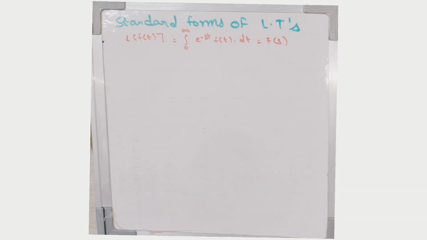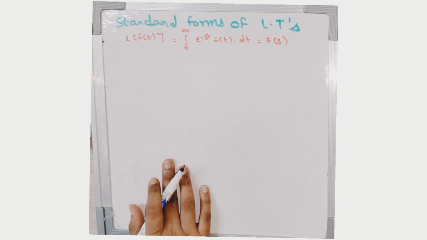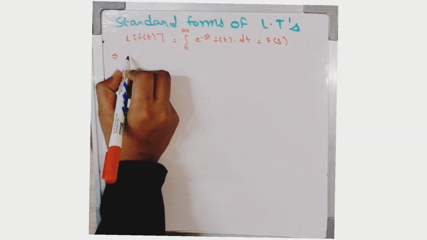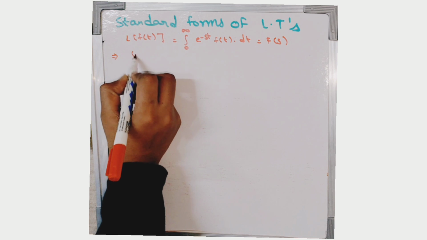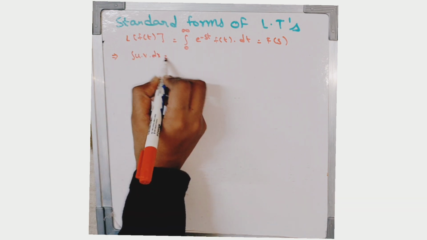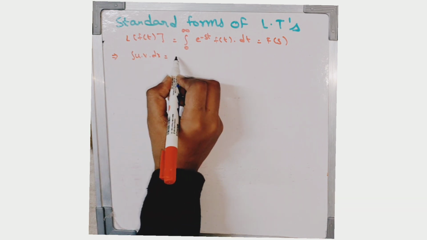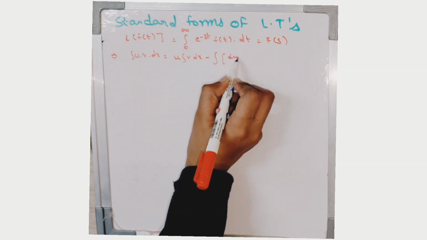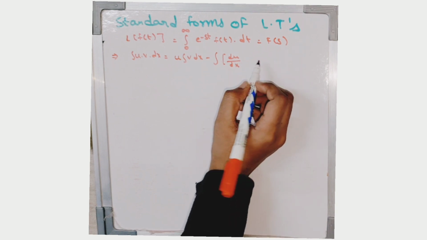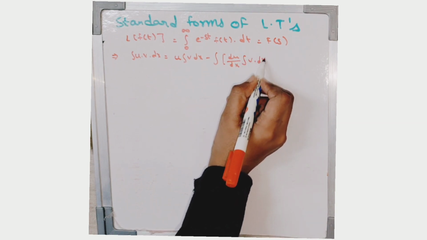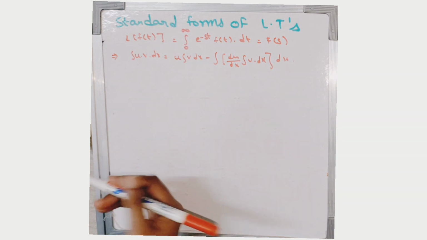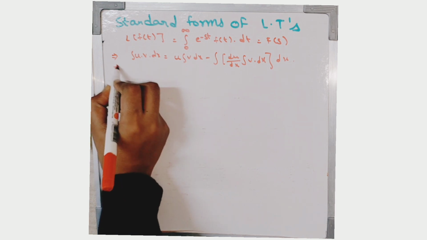Before going into the standard forms, I wanted to explain something small: the integral uv formula, integral of uv dx. What is the formula? It is u into integral v dx minus integral of the differentiation of the first term u, into integral v dx, into dx. Instead of remembering this, I just want to tell you a small trick.